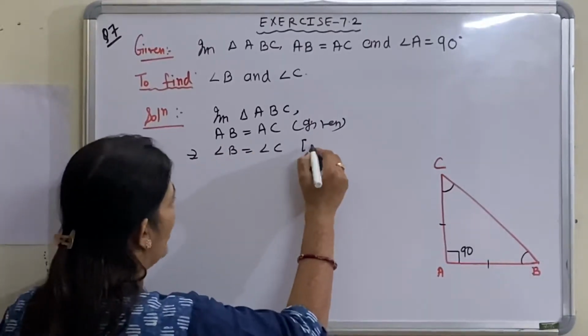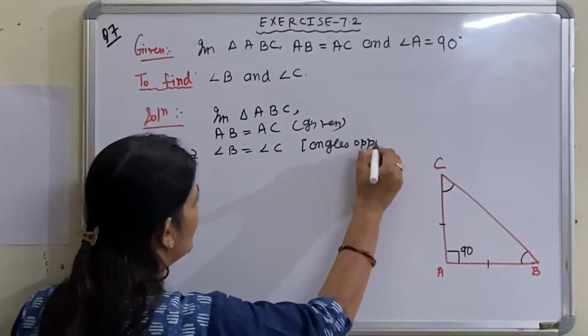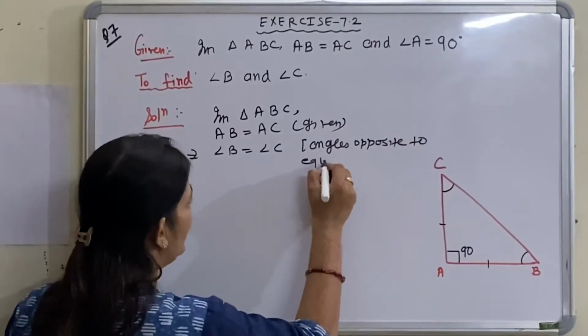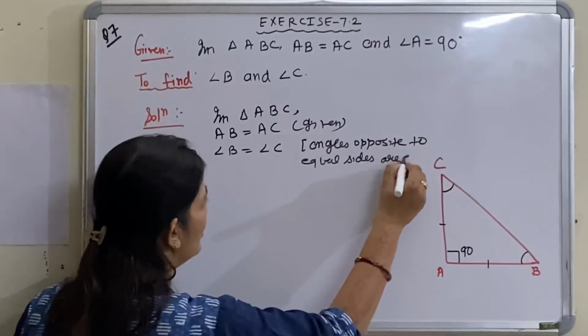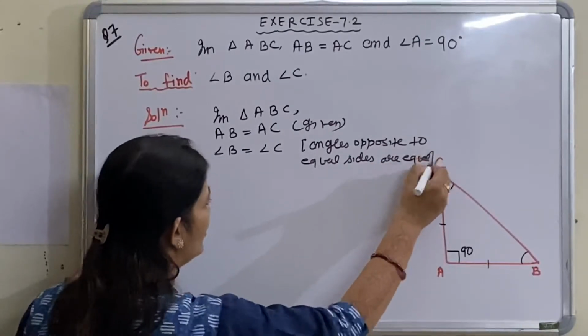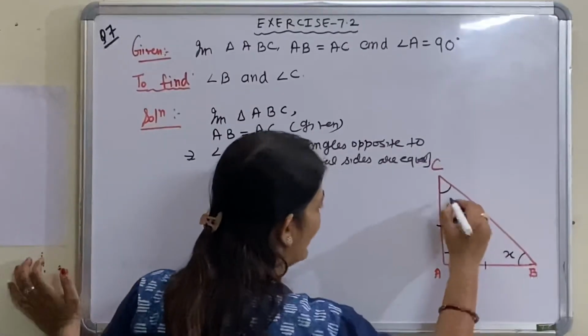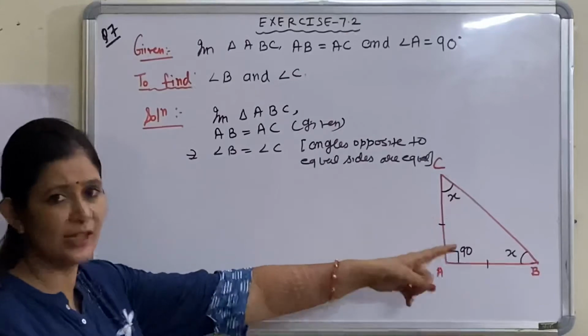By angles opposite to equal sides are equal. So let us suppose angle B is equal to X and angle C is equal to X. Because sides are equal, then angles are equal.